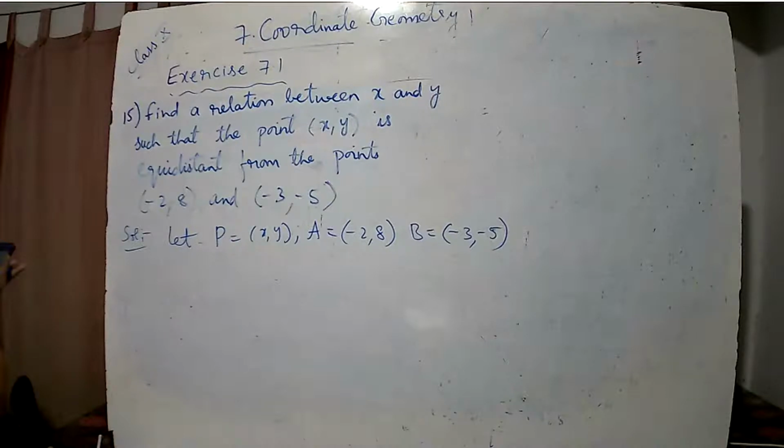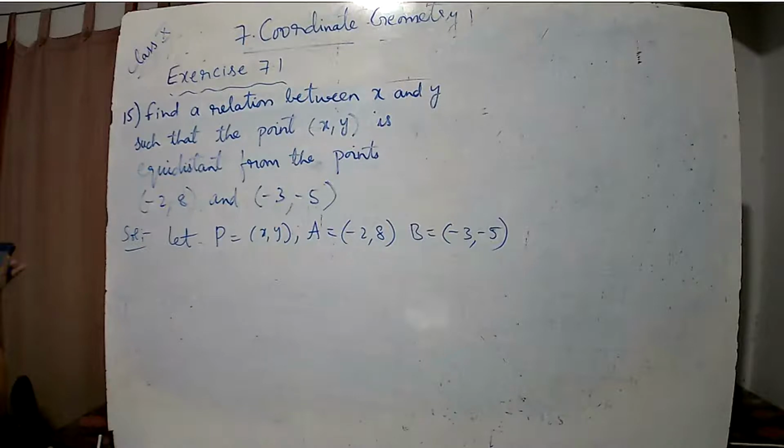Write the coordinates of A, (-2, 8), and P is (x, y). This is (x1, y1) and (x2, y2). Write the distance formula, that is the square root of (x2 minus x1) whole square plus (y2 minus y1) whole square. So now substitute the values. The x2 value is x here, because for x2 I have x.